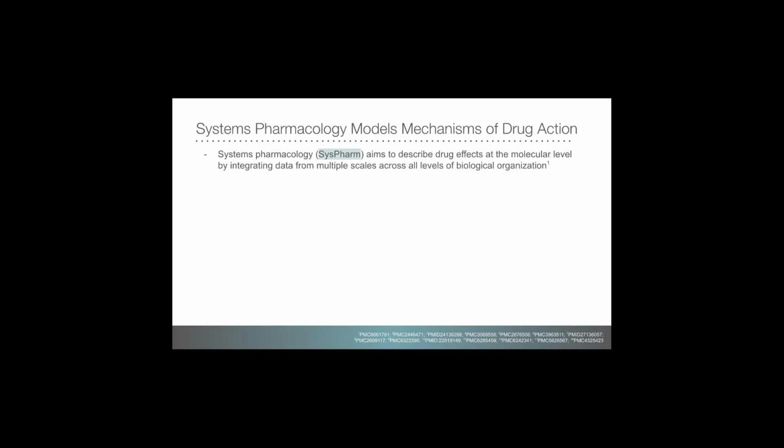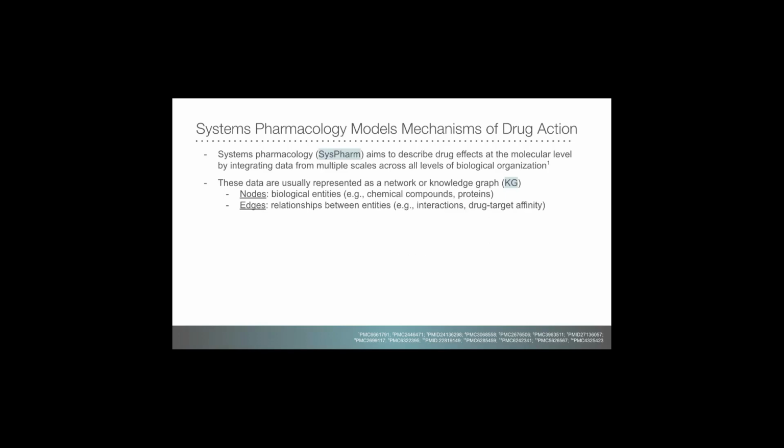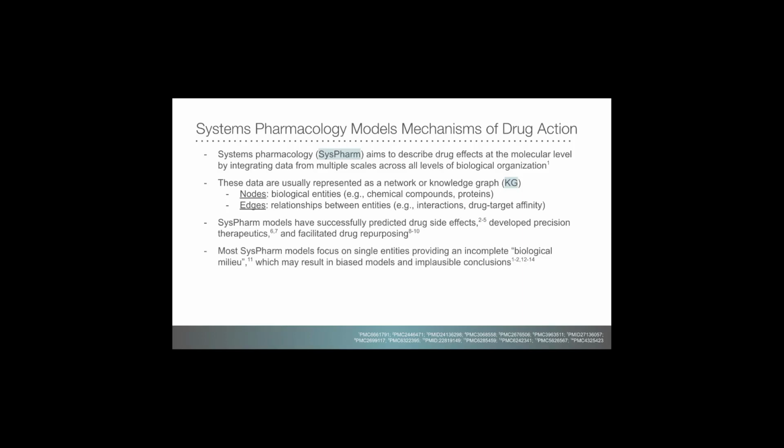Systems pharmacology aims to describe drug effects at the molecular level by integrating data from multiple scales across all levels of biological organization. These data are most often represented as a network or a knowledge graph, where nodes are biological entities, so things like chemical compounds, proteins, phenotypes, and edges can be thought of as relationships between these entities, so interactions, drug-target affinity. Systems pharmacology models have successfully predicted drug side effects, developed precision therapeutics, and facilitated drug repurposing.